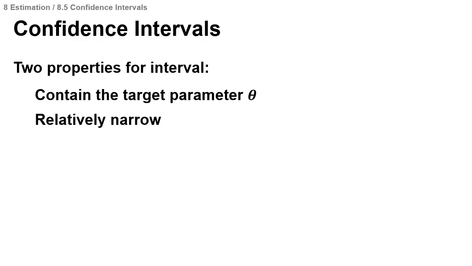And homework for chapter 8.4 are these. Okay, chapter 8.5 is about confidence intervals. For the confidence interval, we need two properties. The first one is it should contain the target parameter theta, and the second is the interval should be relatively narrow.